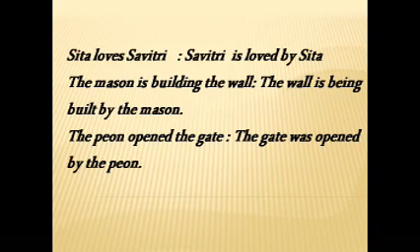However, in the examples given earlier, the by phrase cannot be avoided where the agent has some importance and is necessary to complete the sentence. For instance, the ones that we said earlier: Savitri is loved by Sita. The wall is being built by the mason. The gate was opened by the peon, and so on.